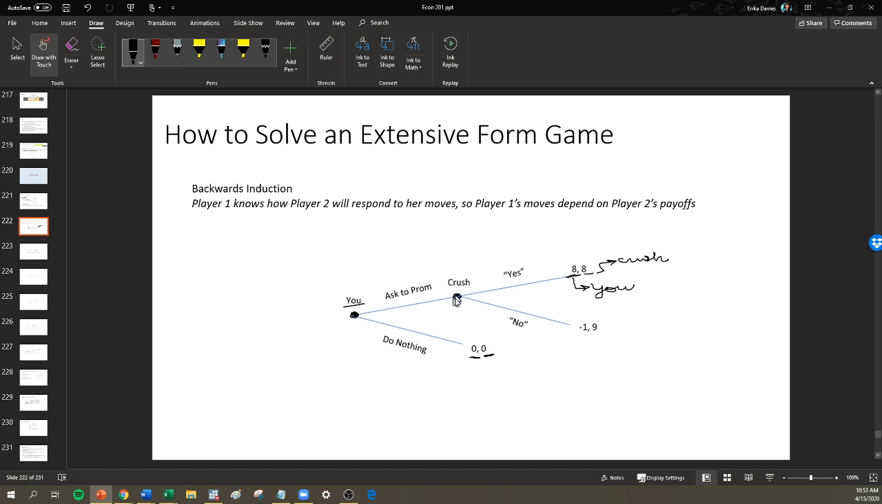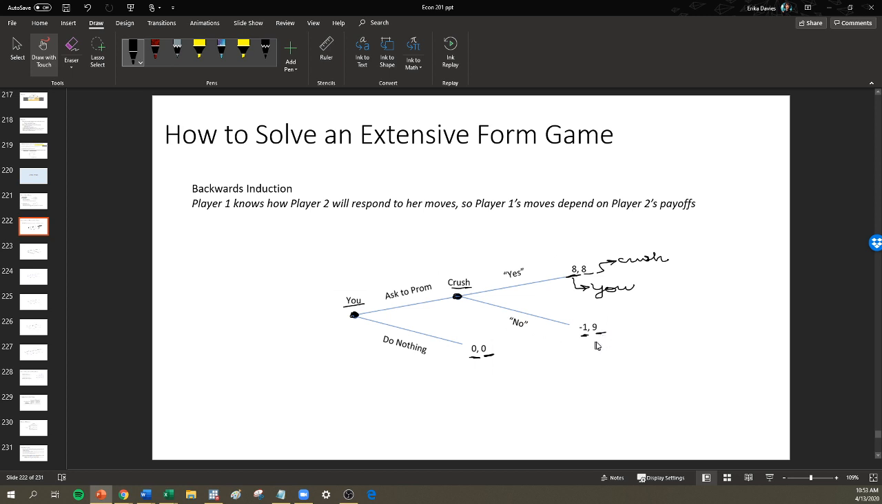Now we're at this decision node where it's player 2's turn, your crush. Your crush can say yes, in which case you will get a utility of 8 and your crush will get a utility of 8. Or your crush can say no, in which case you have a utility now of -1. You're embarrassed, you're sad. And your crush has a utility of 9. She feels good. She got asked to prom, but she's kind of an introvert. She didn't really want to go, so it's the best of both worlds.